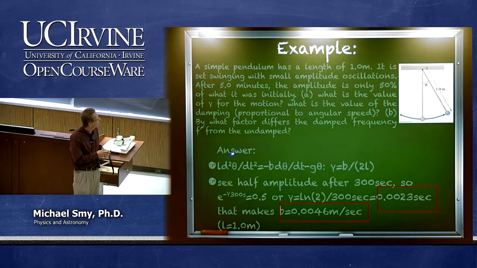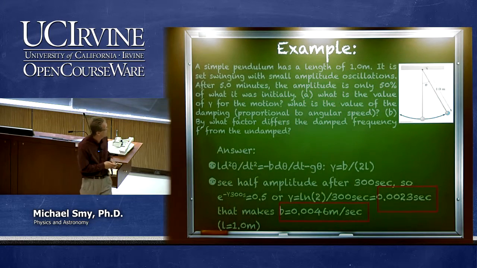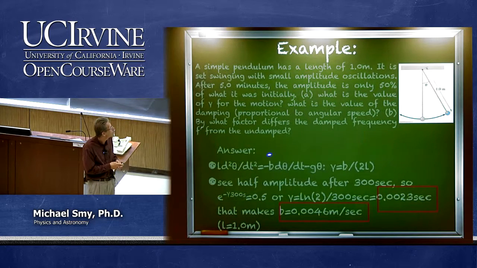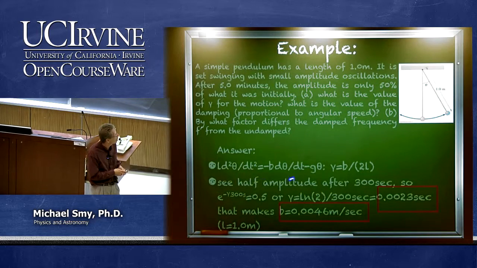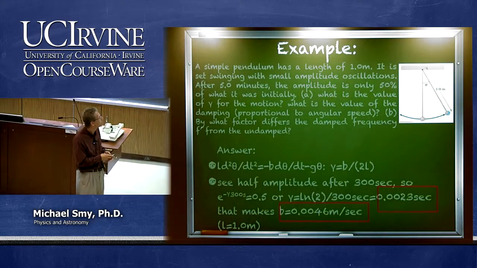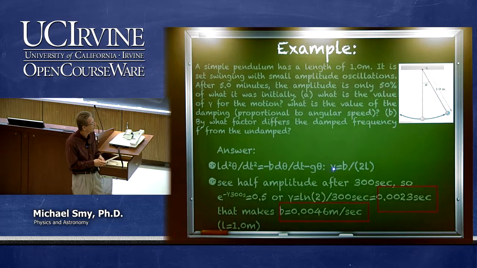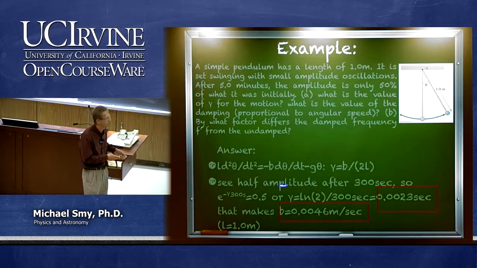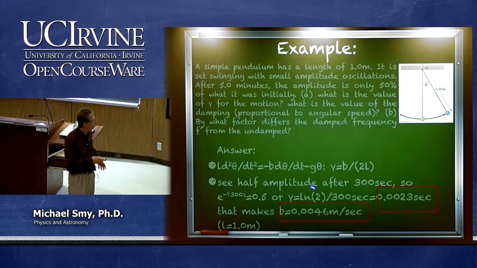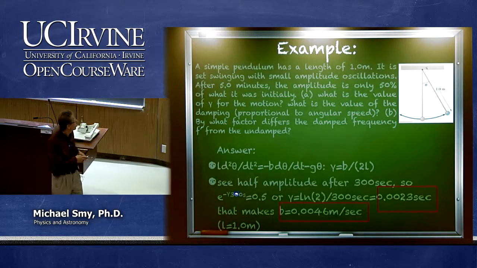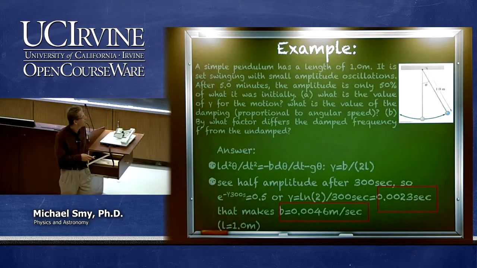And the answer is the equation of motion for the pendulum. We basically just have to substitute variables. So here we have the L, where we normally would have the mass, and where we had the spring constant, we get the g. And that helps us define what is gamma in this case. Gamma is b over 2L, just like it was before, b over 2m. So we see half the amplitude after 300 seconds. So that means that e to the minus gamma times 300 seconds must be 1/2.